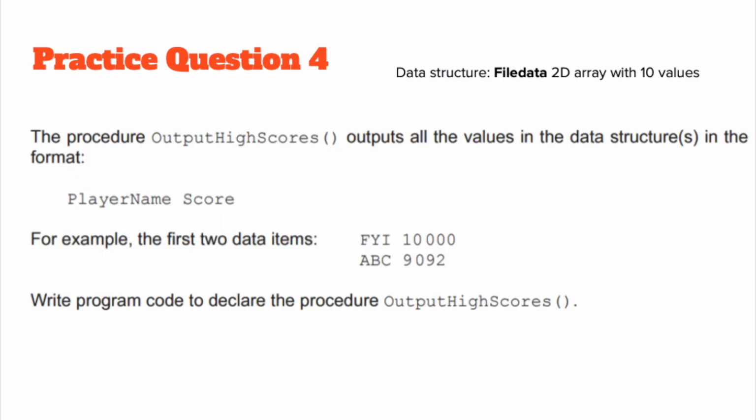You're going to create a procedure output high scores which outputs all the values in the data structure in the format player name score. For example, the first two data items are going to be like this: A1, B2, and so forth, or in this case FYI 10,000, ABC 9092. Write program code to declare the procedure output high scores. Pause the video, have a go, and then continue.